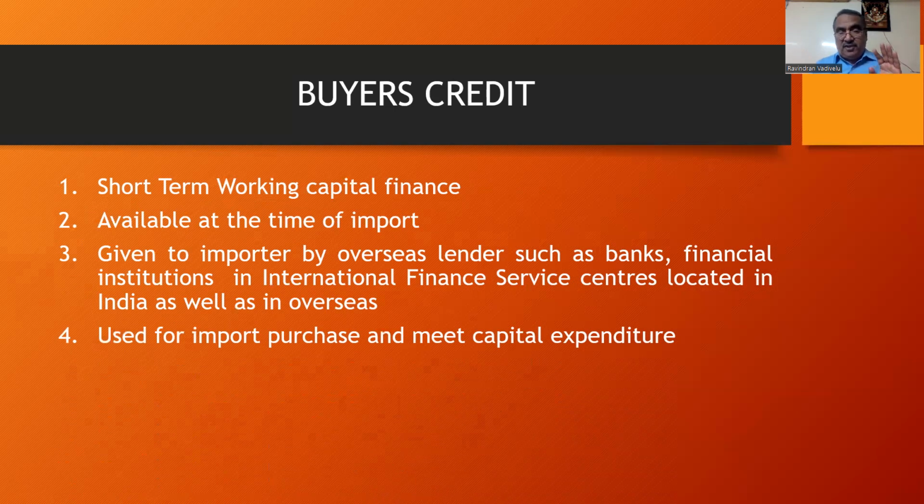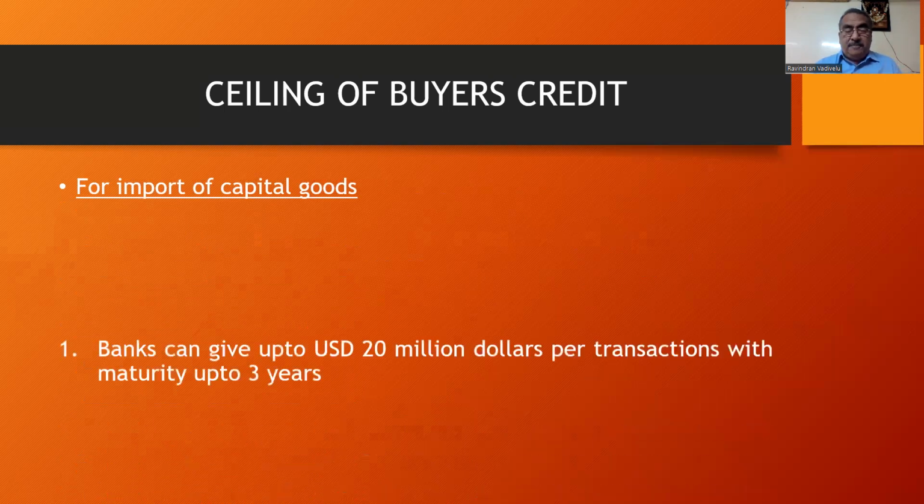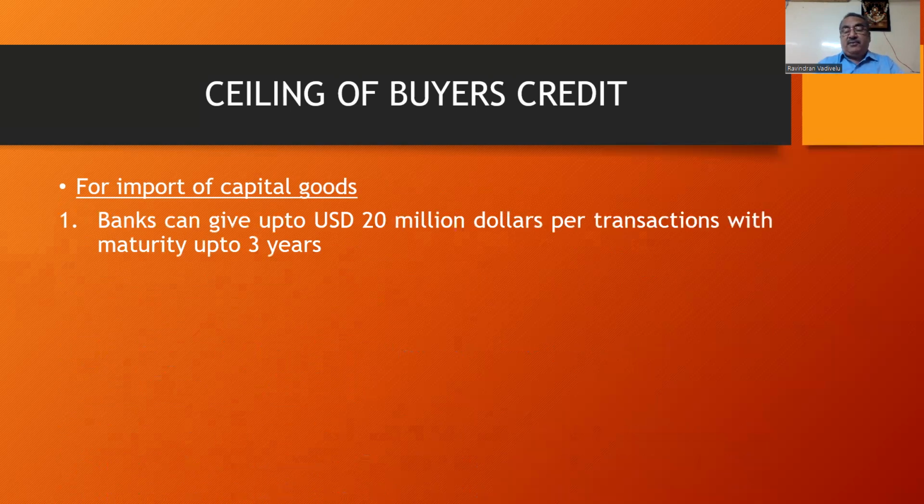So for this purpose, the banks are giving the loan. And what's the ceiling of buyer credit? The next important thing that you must know is the ceiling of buyer credit. If you are importing capital goods from abroad into India, banks can give up to US $20 million. That's a ceiling. Other than Exim Bank, because in Exim Bank there is no ceiling.